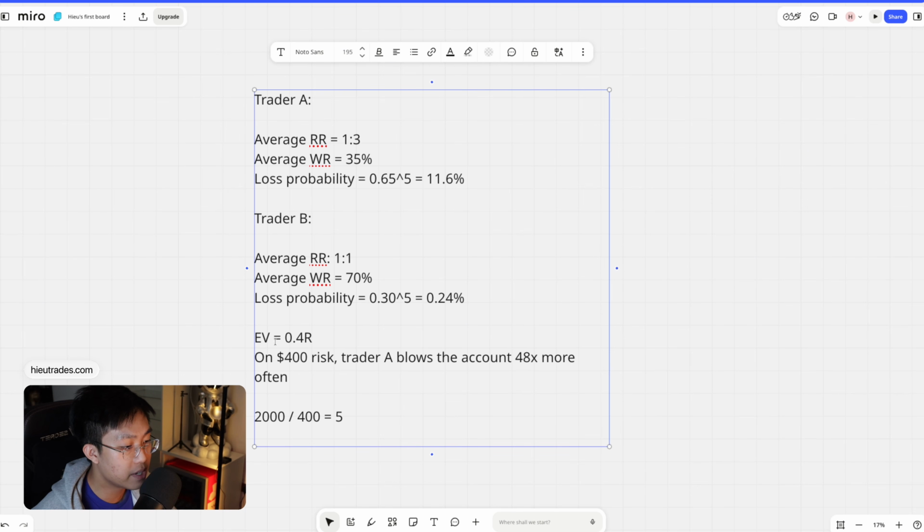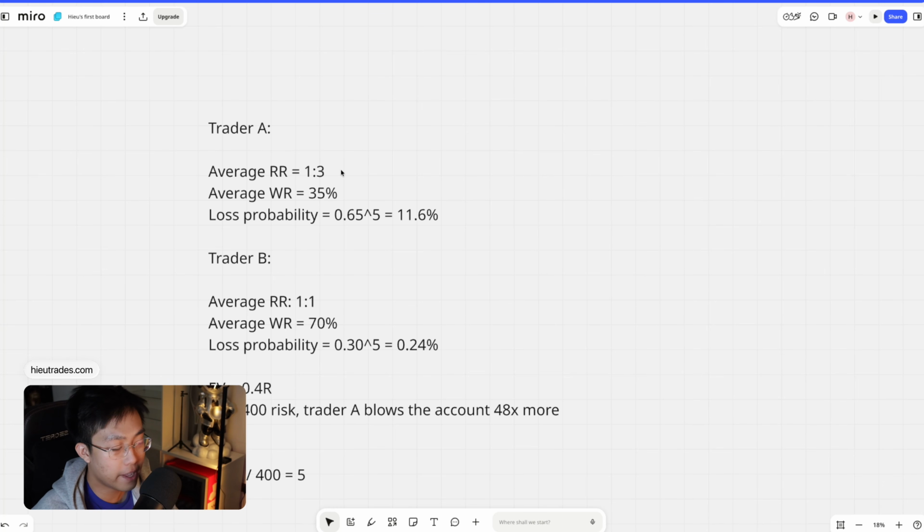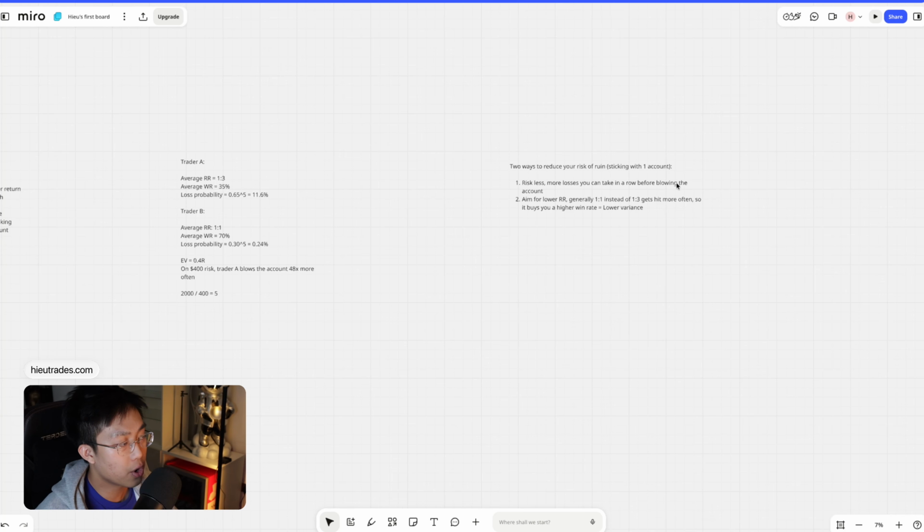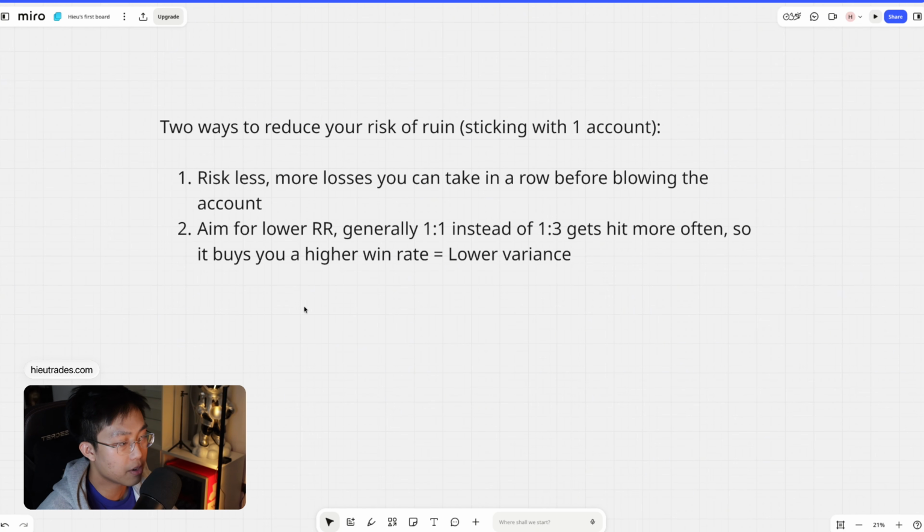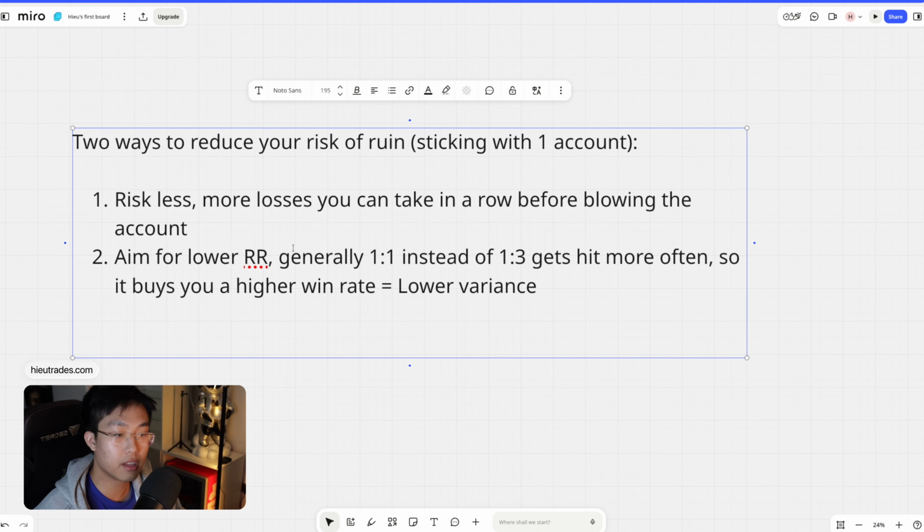So despite these two having the same expected value, i.e. they will make similar results in the long run, Trader A is going to blow the account 48 times more often than Trader B, based on this risk, based on the statistics of this maximum drawdown. And this is an example of why having a higher win rate is generally going to be much better for prop firms, because your risk of ruin is going to be reduced. However, that isn't the only way you could reduce your risk of ruin. There's another way. You could just risk less, because instead of risking $400 and having a leeway of 5 losing streaks, you could just risk $200 and require 10 losing trades in a row before you blow that account.